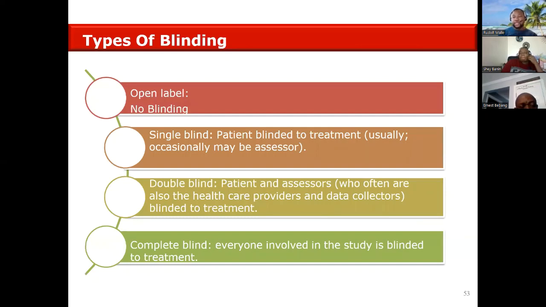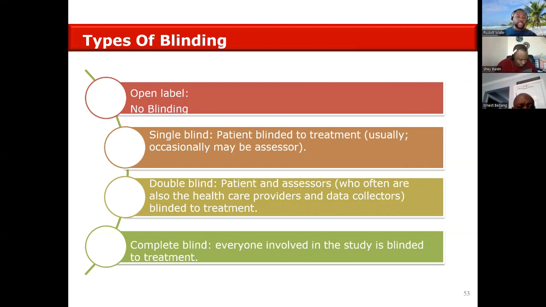Open label. Open label means that there's no blinding. The patient is aware of the drug they are receiving. The subject is aware, the site is aware, everybody's aware of whatever each person is receiving. Single blind, the patient is blinded, occasionally the assessor too. This usually doesn't occur, only single blind. There are single blinded studies where the sponsor makes it so that only the subject is not aware of which arm they're receiving, but the investigator is aware.